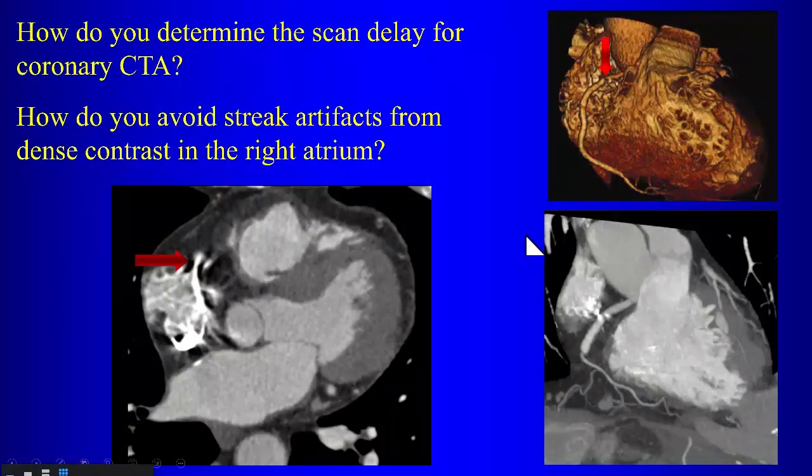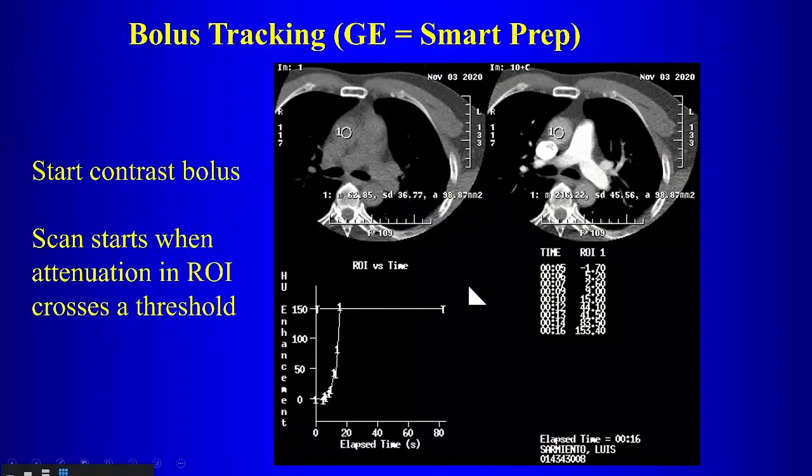Now, the other thing that's important is that we want to do our images during the arterial phase. So as the contrast is going in, we want to time our acquisition for when the coronary arteries are maximally opacified. Another problem that you can run into, because you have undiluted contrast coming down into the right atrium, is streak artifacts, and that can streak right across your right coronary artery, as you see in this particular image, and can limit your interpretation. So this is not a real stenosis there of the coronary artery. That is streak artifact from the dense contrast in the right atrium. So there are things that we need to do to try to avoid that.